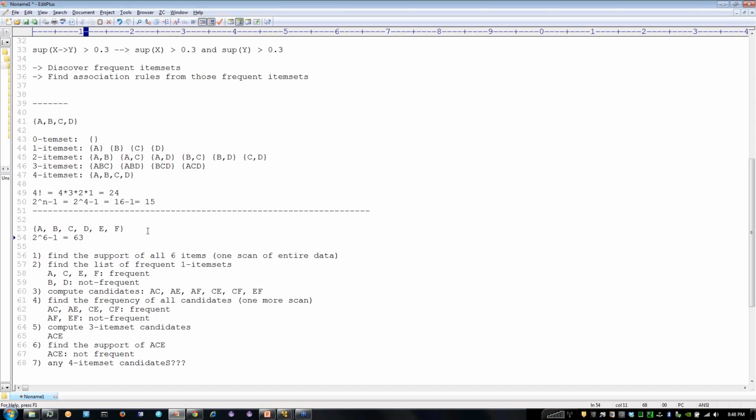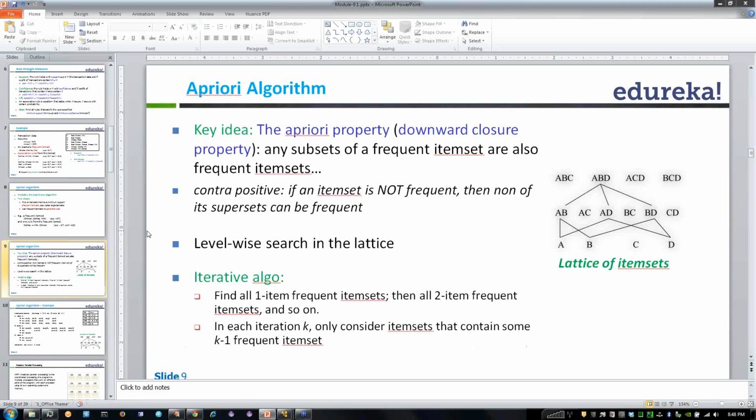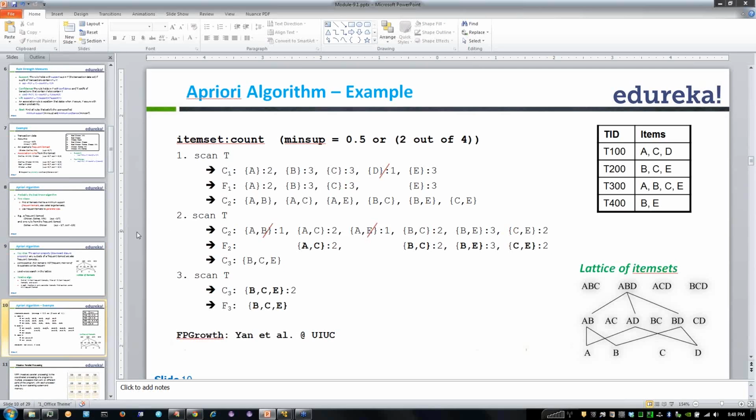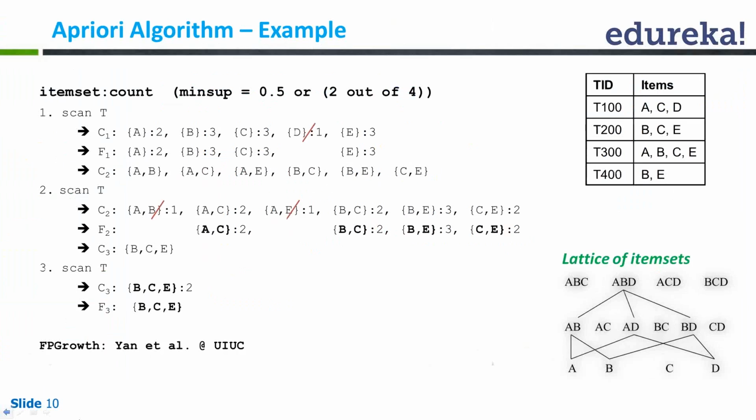Okay? That's it. That's your Apriori algorithm. You simply find all the frequent 1 item sets, then list all the 2 item sets and so on. In the next slide I have a detailed example if you want to see, which is similar to what we just talked about but with respect to a particular data set.